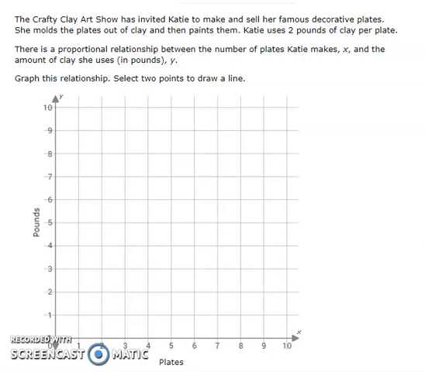Select 2 points to draw a line. Well, if Katie doesn't make any plates, then she doesn't use any clay. So I'm going to use 0, 0 as a point. No clay, no plates, no weight. Now, if she makes 1 plate, see, 1 plate, she uses 2 pounds. Now look, we have a line.